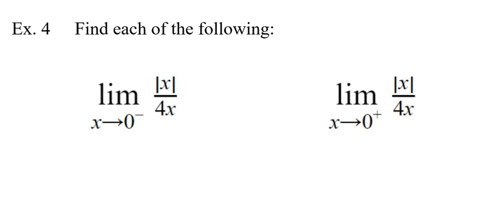Okay, so the problem says find each of the following. Now, there's something different you've never seen before in these problems. And it's this sign right here and this sign right here. Now, you might say -0, +0. What's all that mean? Here's what it means. Here's how you'd read this. You'd say, find the limit as x approaches 0 from the left of this function. This means find the limit as x approaches 0 from the right of this function.